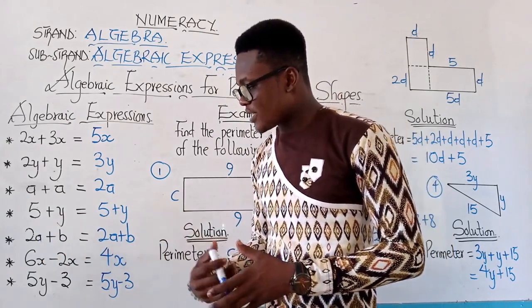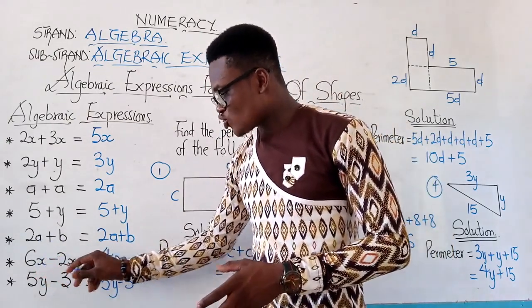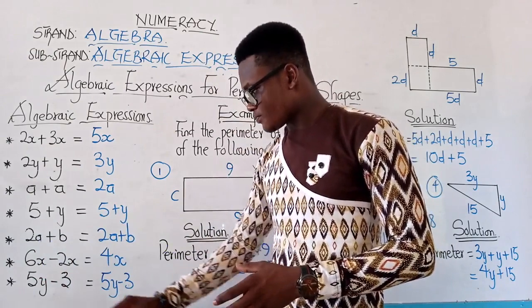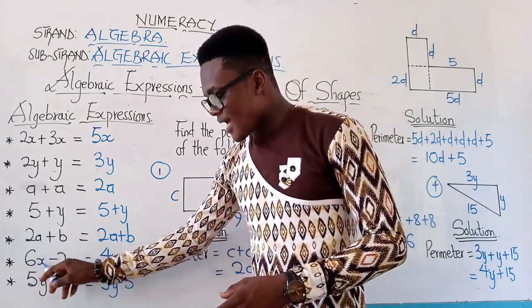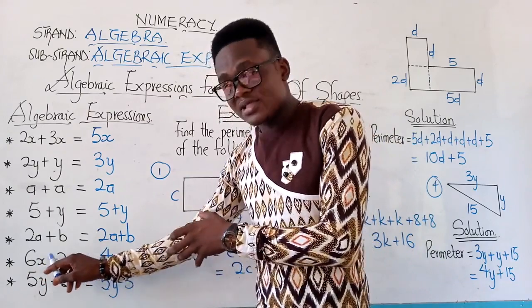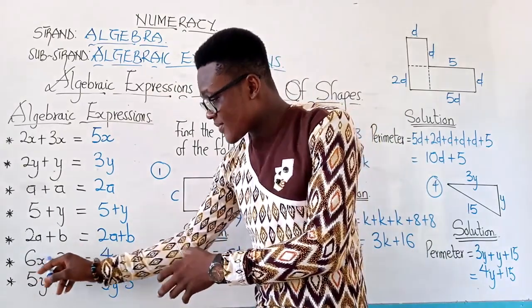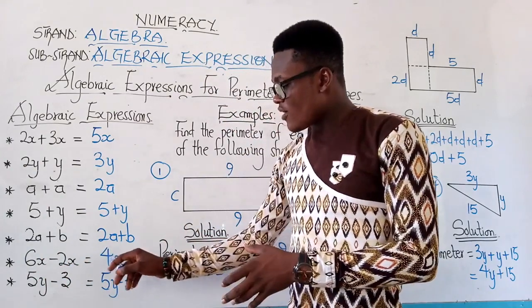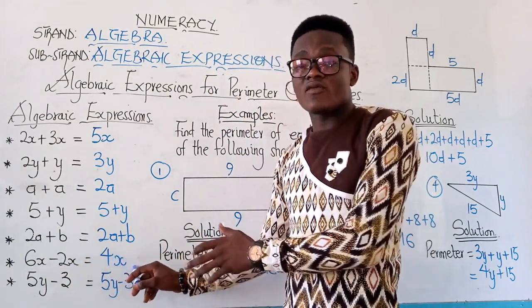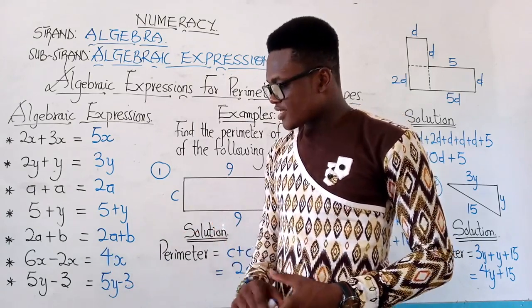Now let's move on to the next one. We have what? 6x minus 2x. 6x minus 2x over here is 4x because they look alike. There's x here and there's x here. So when you subtract, you get what? 4x. So 6 minus 2 is what? 4. And you just attach your x to it. So 4 over here is the coefficient of what? X. And then let's move on to the last one.